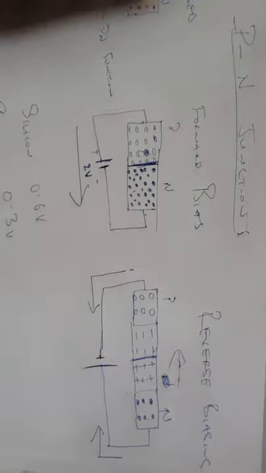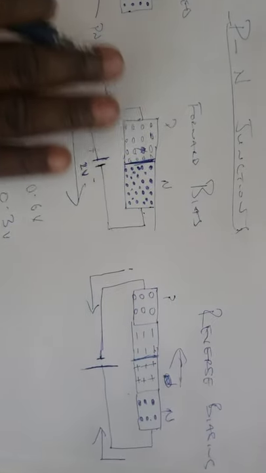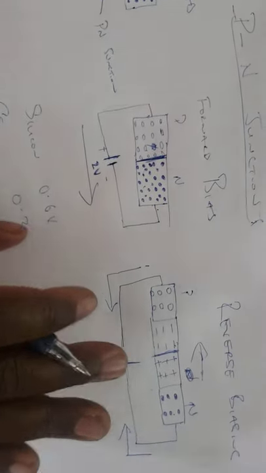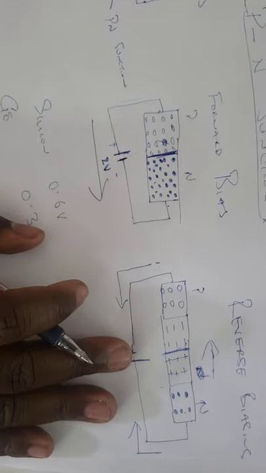So this is what we refer to as an unbiased junction, a forward biased junction, and a reverse biased junction. So we're going to be leaving it at this for now, ladies and gentlemen. The next video on this topic, we're going to be looking at transistors. Yes, so we have our transistors right here.